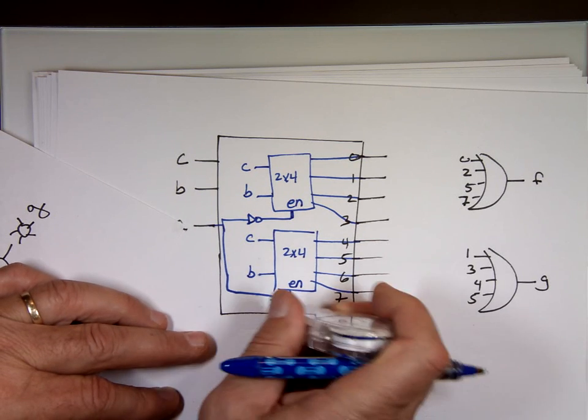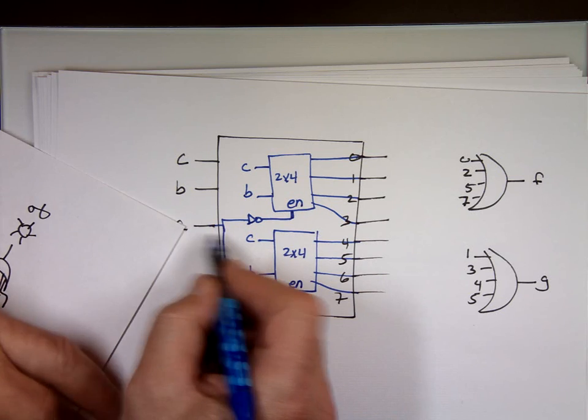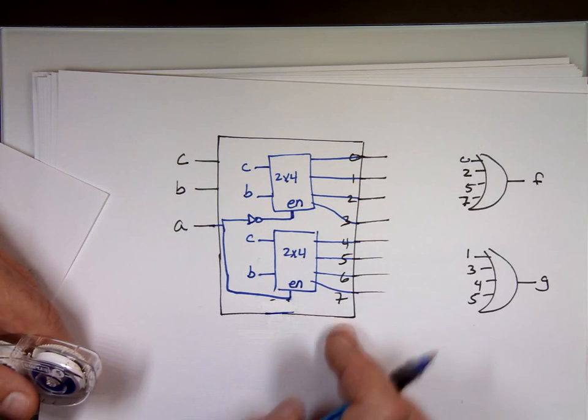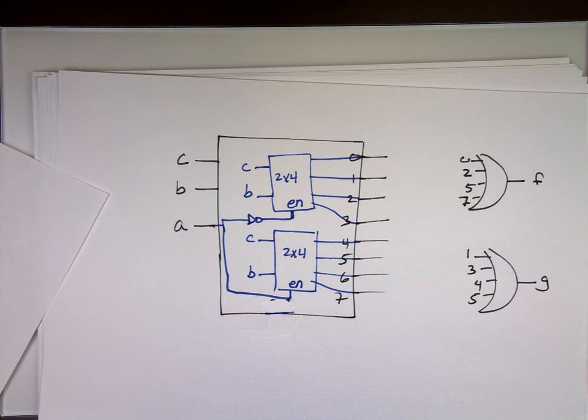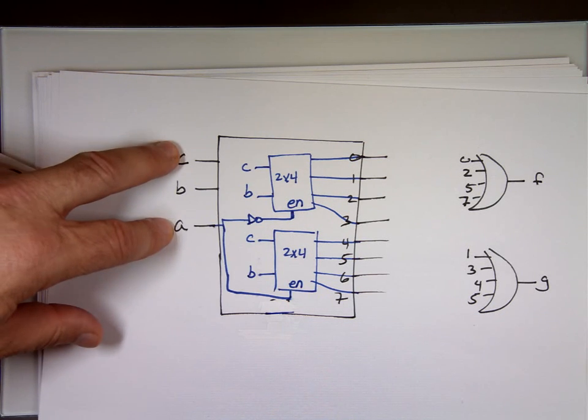My enable is already connected. This is my chip enable now that activates this, connects to that one. This one is not a gate. This is what I want to have, but I don't have it. So now these two actually will work as a 3 by 8 decoder.